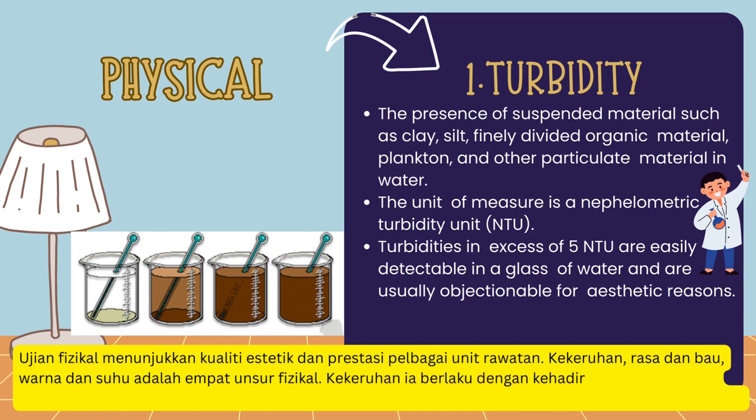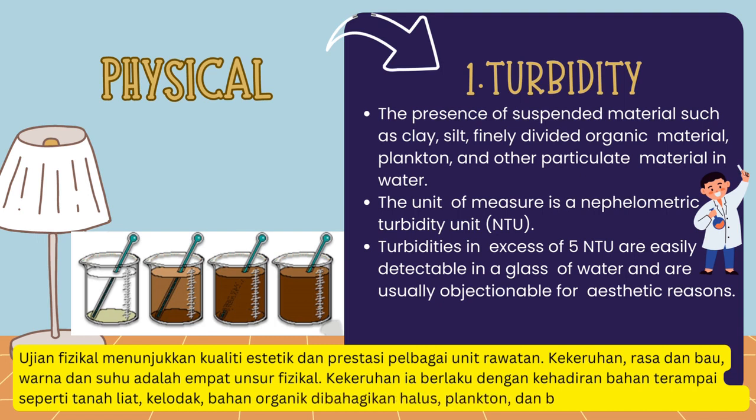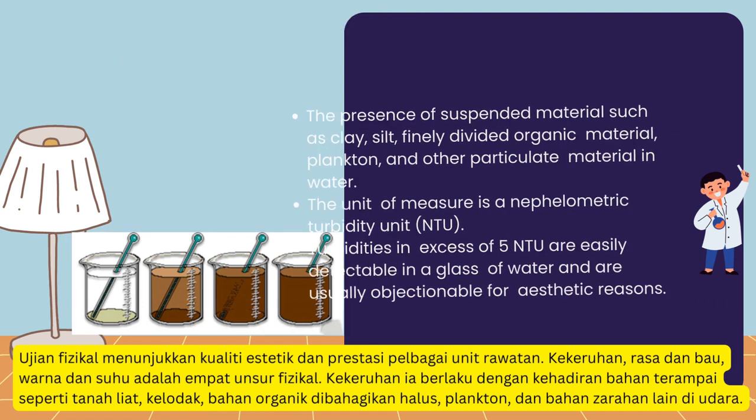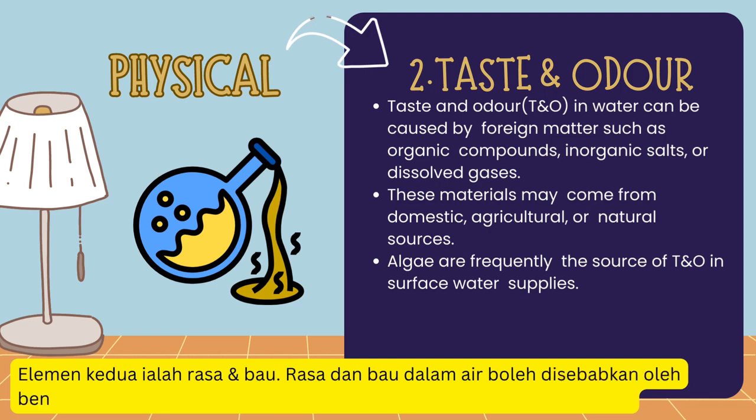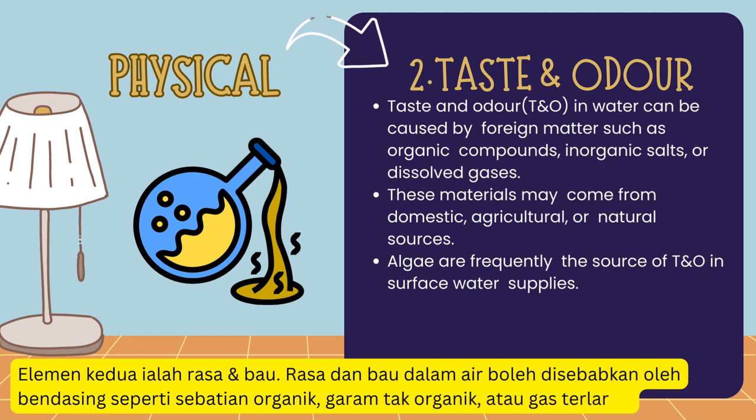Turbidity occurs in the presence of suspended matter such as clay, silt, finely divided organic matter, plankton, and other particulate matter in the water. Second element is taste and odor. Taste and odor in water can be caused by foreign matter such as organic compounds, inorganic salts, or dissolved gases.